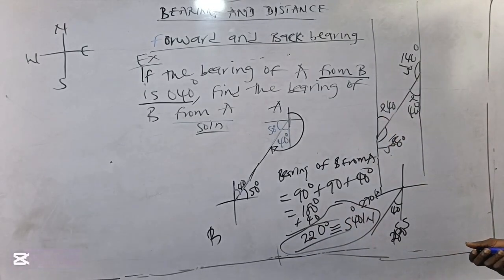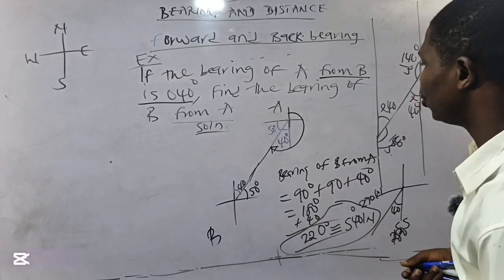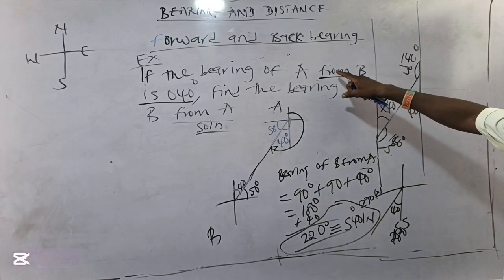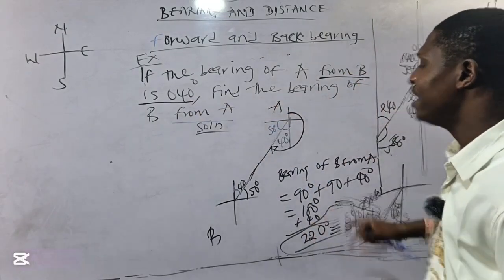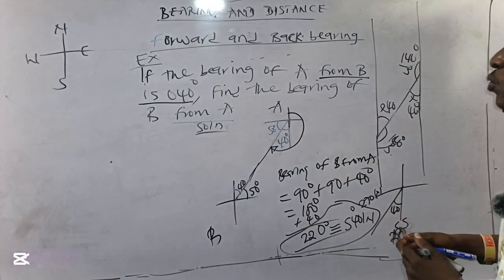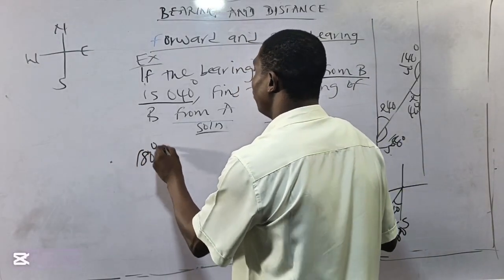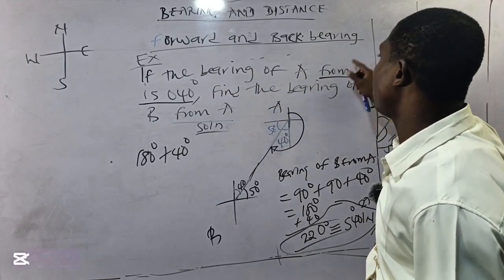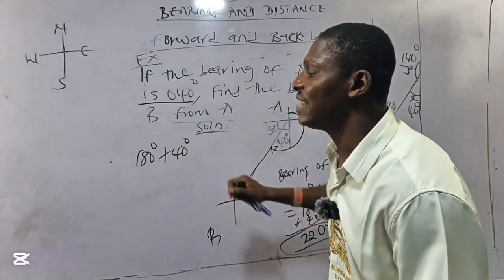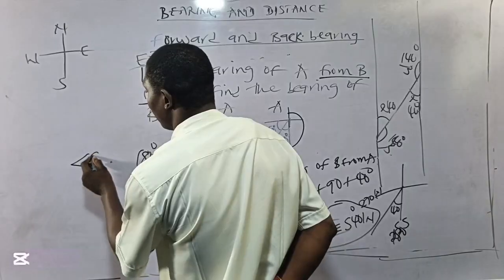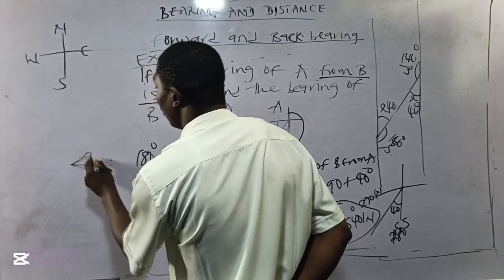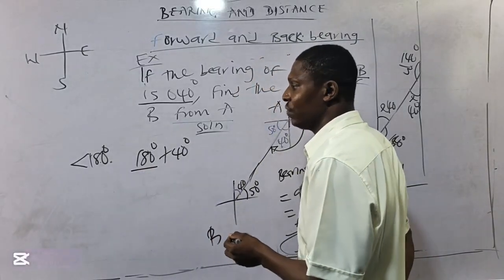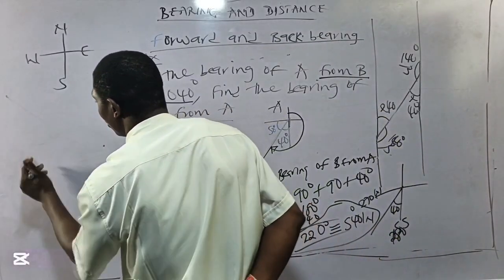Now, let's assume this is an objective examination, and they say the bearing of A from B is 40 degrees, then the bearing of B from A will simply be 180 degrees plus 40 degrees. Why? Because the angle made from A from B is less than 90 degrees. I told you when the angle is less than 180 degrees, you simply add 180 degrees to the angle given.